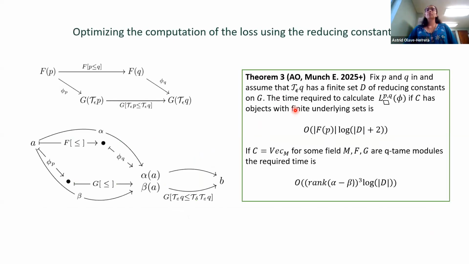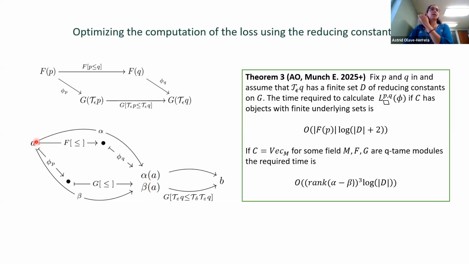So the last theorem is, if we fix P and Q, and we fix this parallelogram diagram that we have on the top, and we assume that here at the end, we have just a finite number of moments that we need to check that merge. So for example, this corresponds to GT epsilon Q. Yeah, I can go here for a moment.